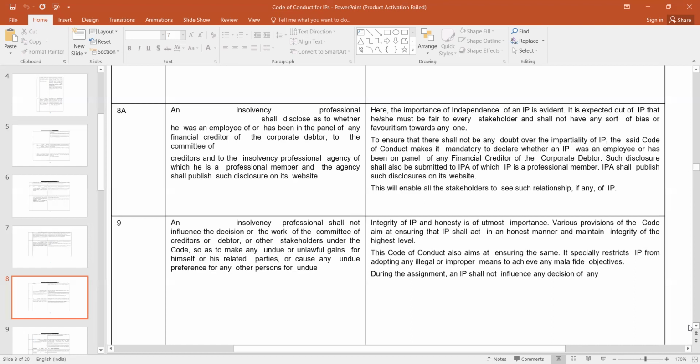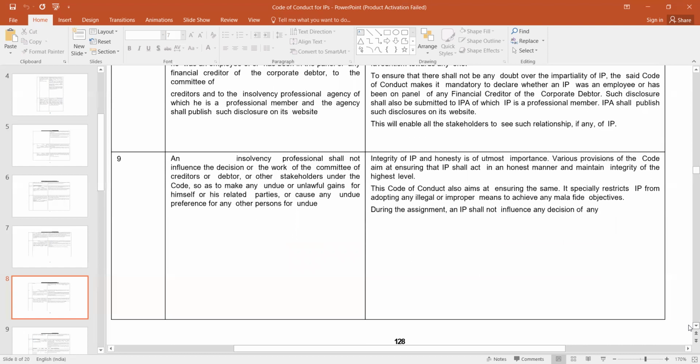Next point is: an insolvency professional shall not, so we'll park this question for the timing and we can discuss it in the group, citing the relevant regulations. An insolvency professional shall not influence the decision or the work of the committee of creditors or debtor or other stakeholders under the code so as to make any undue or unlawful gain for himself or his related parties or cause any undue preference for any other person. So this is the point basically.